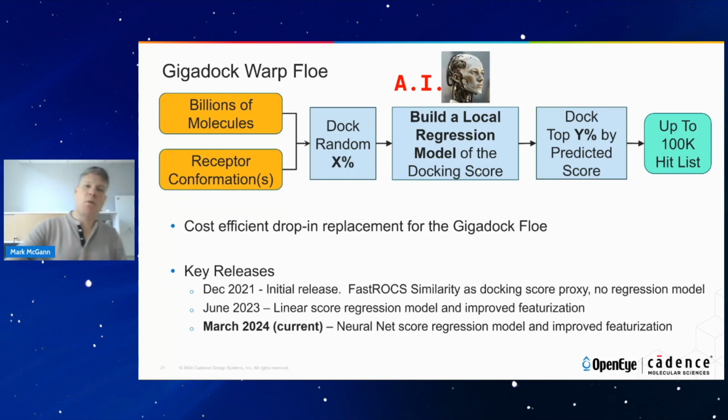But the way Gigadock Warp works is you give it billions of molecules and one or more conformations of your receptor, exactly the same input that you would give the Gigadock flow. And then underneath the hood, it randomly selects a certain percentage of those molecules to do normal docking on. And it takes those results and uses them as a training set for the local regression model that it builds automatically under the hood. And it's a regression model for the score that's based on the properties of the molecule.